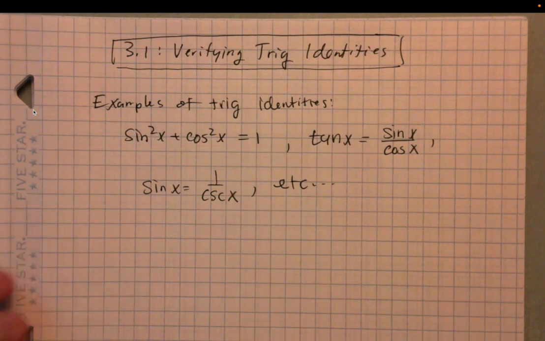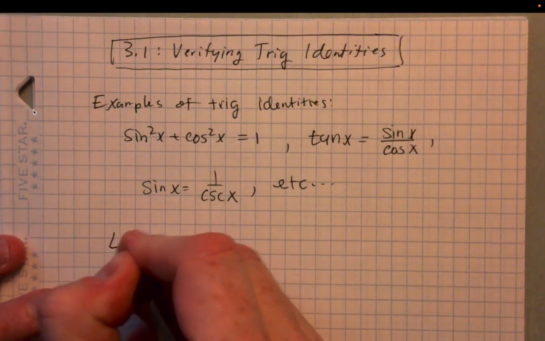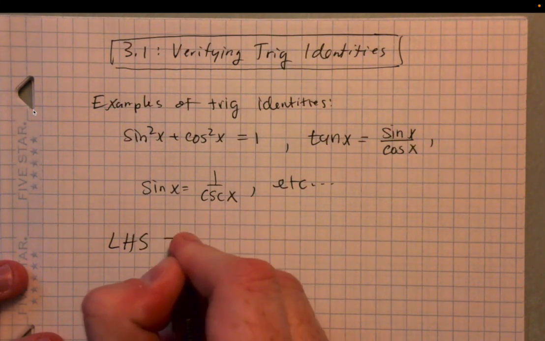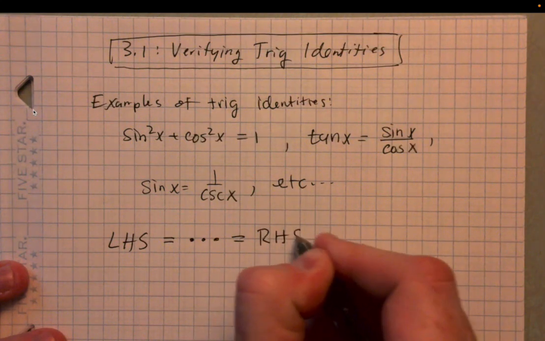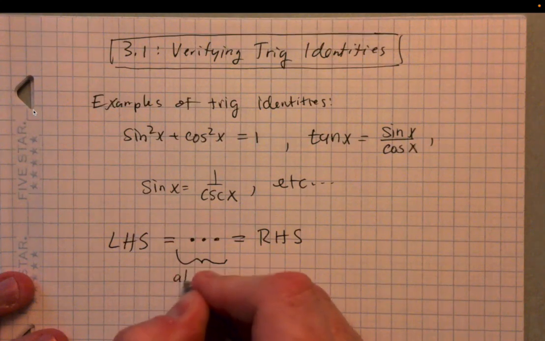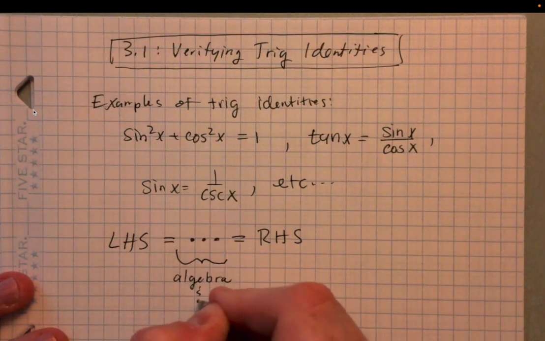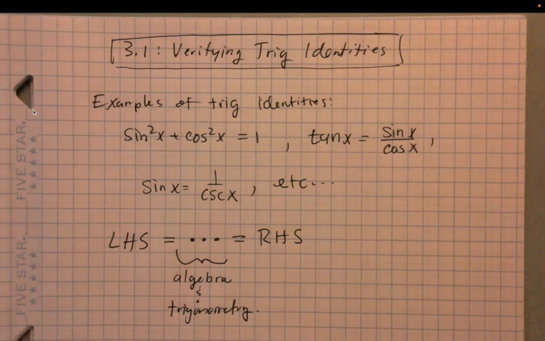Okay, so let's see a simple example. Let me put that down here in concrete. We'll start with the left-hand side of the statement, and we want to show that that is equal to the right-hand side of the statement. And all the stuff that we do in the middle is just going to be algebra and trigonometry. We're going to use algebraic maneuvers that we've seen a million times before, and/or trigonometric identities that we've already adopted or verified.